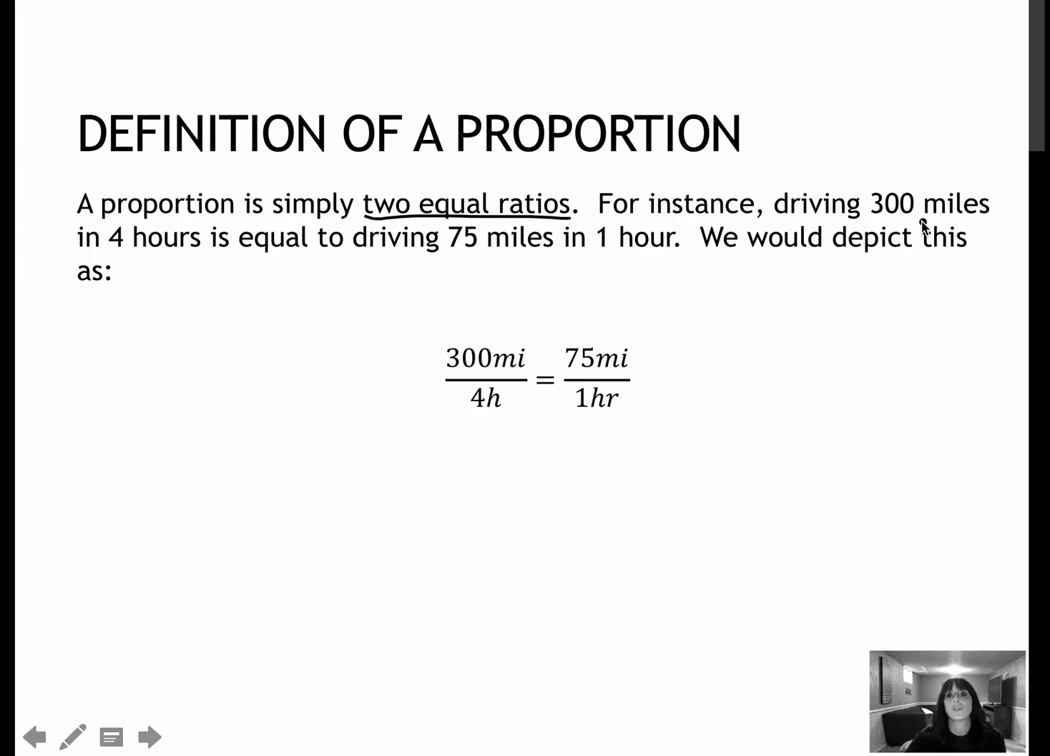For instance, driving 300 miles in 4 hours is the same as driving 75 miles in 1 hour. And this is how we would depict that. 300 miles in 4 hours, 75 miles in 1 hour. That is a proportion, two equal ratios.